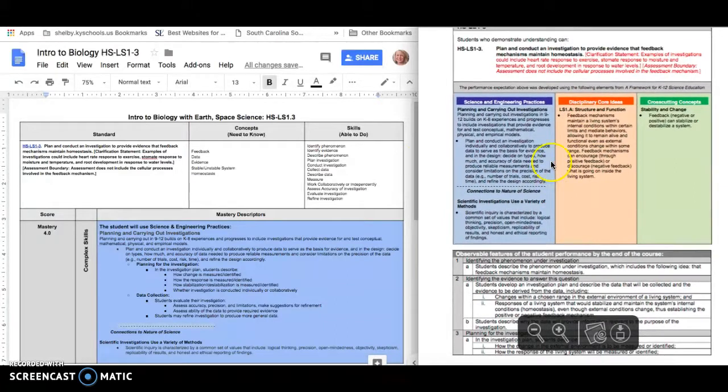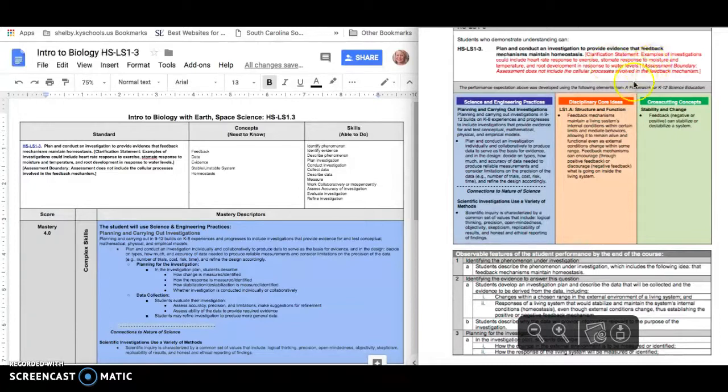So when I look at the standard, I have to see what it's actually telling me to do. With this one: plan and conduct an investigation to provide evidence that feedback mechanisms maintain homeostasis. I look at the clarification statement, and I understand it's also telling me examples of investigations could include heart rate response to exercise, and so on. It means that it doesn't have to.